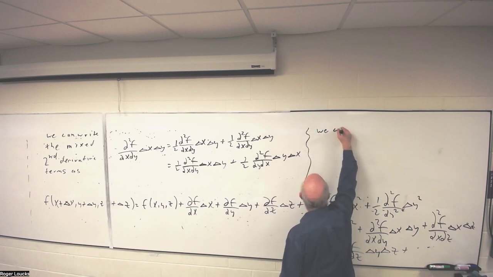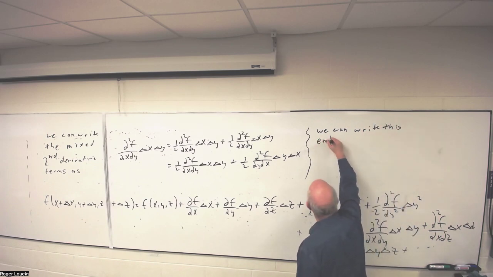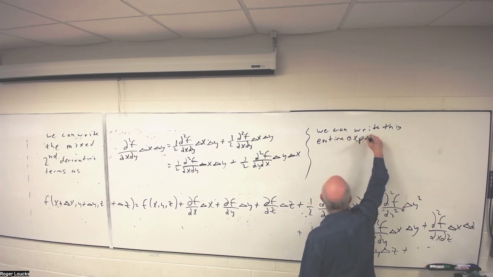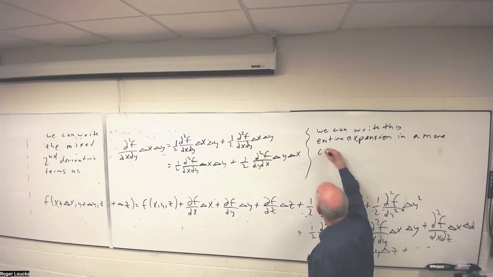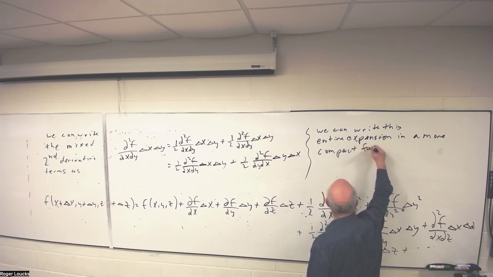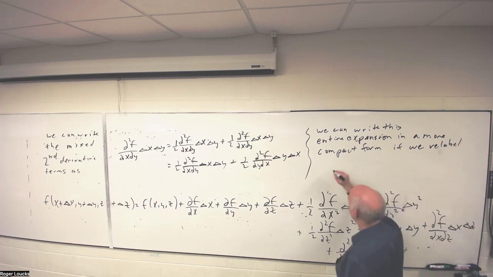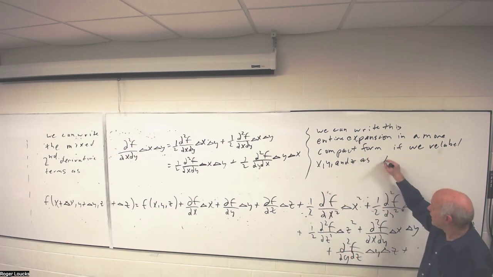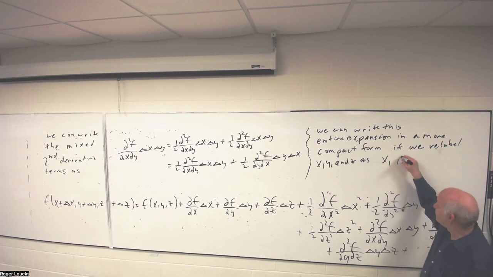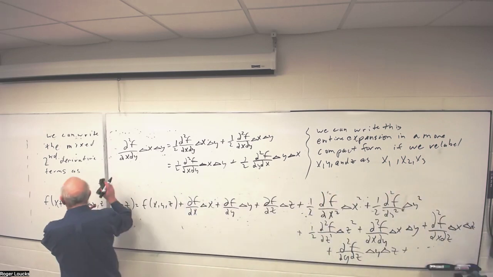So we can write this entire expansion in a more compact form. If we relabel X, Y, and Z as X1, X2, and then X3. And let's see why we can do it in a much more compact fashion.